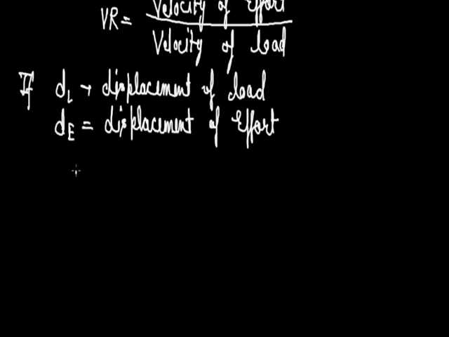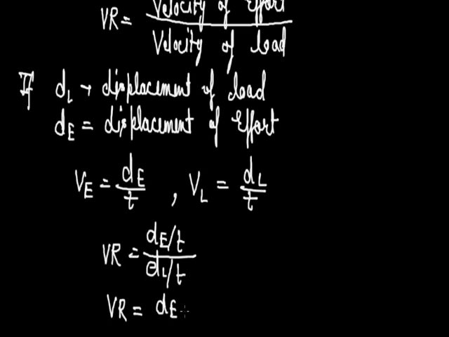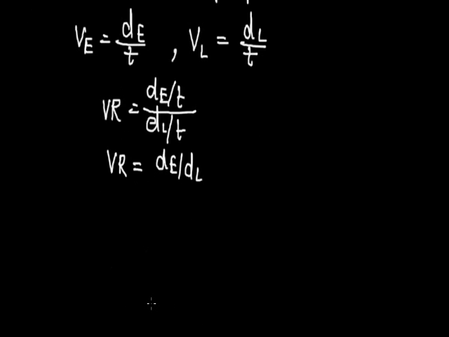velocity of effort will be displacement of effort upon time t, and similarly velocity of load can be written as displacement of load upon time t. So here velocity ratio will be dE by t upon dL by t. By solving we get in simple form VR equals dE upon dL, means velocity ratio may also be written in terms of displacement of effort and load.